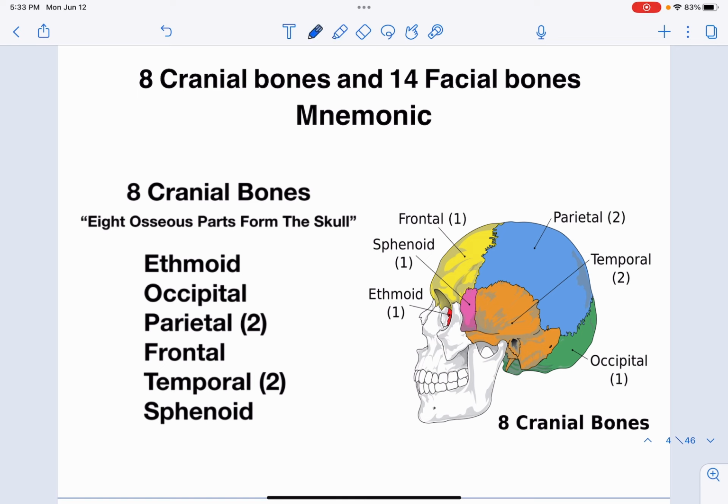All right, so let me orient you. Let me get my marker here. Again, we're going to first work on these cranial bones here. These are the bones that house the brain.